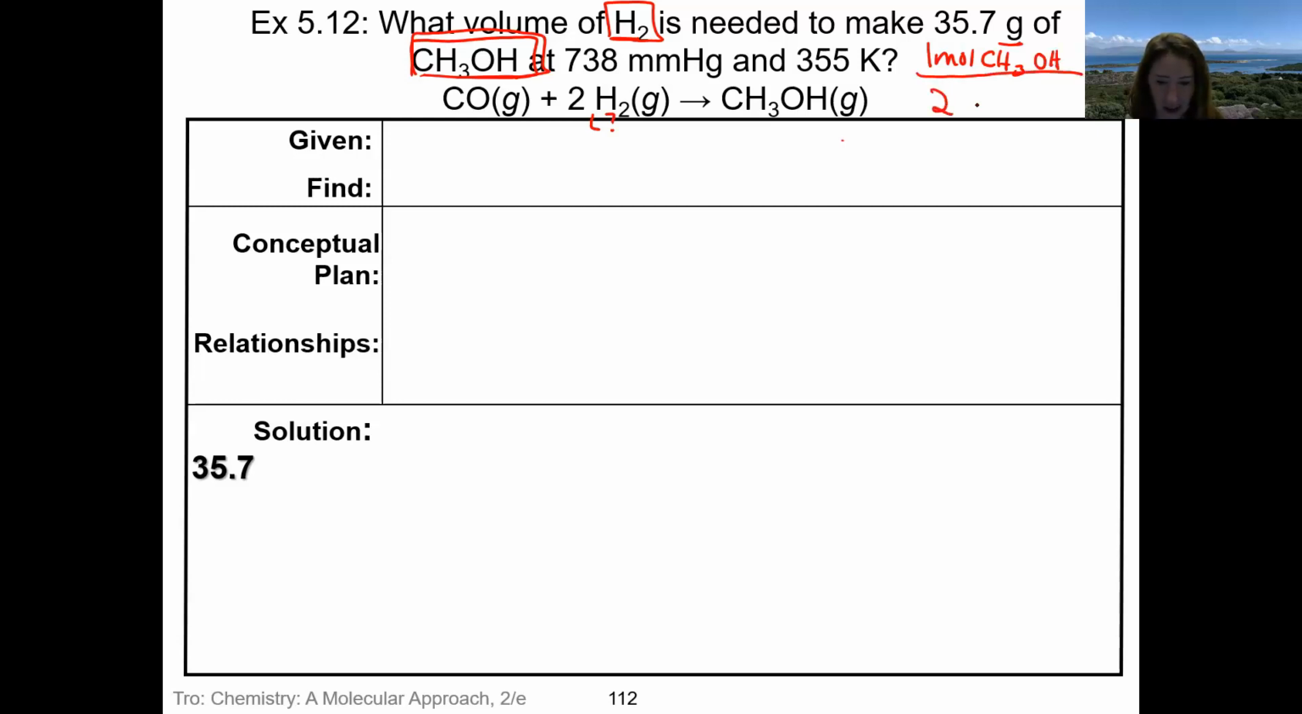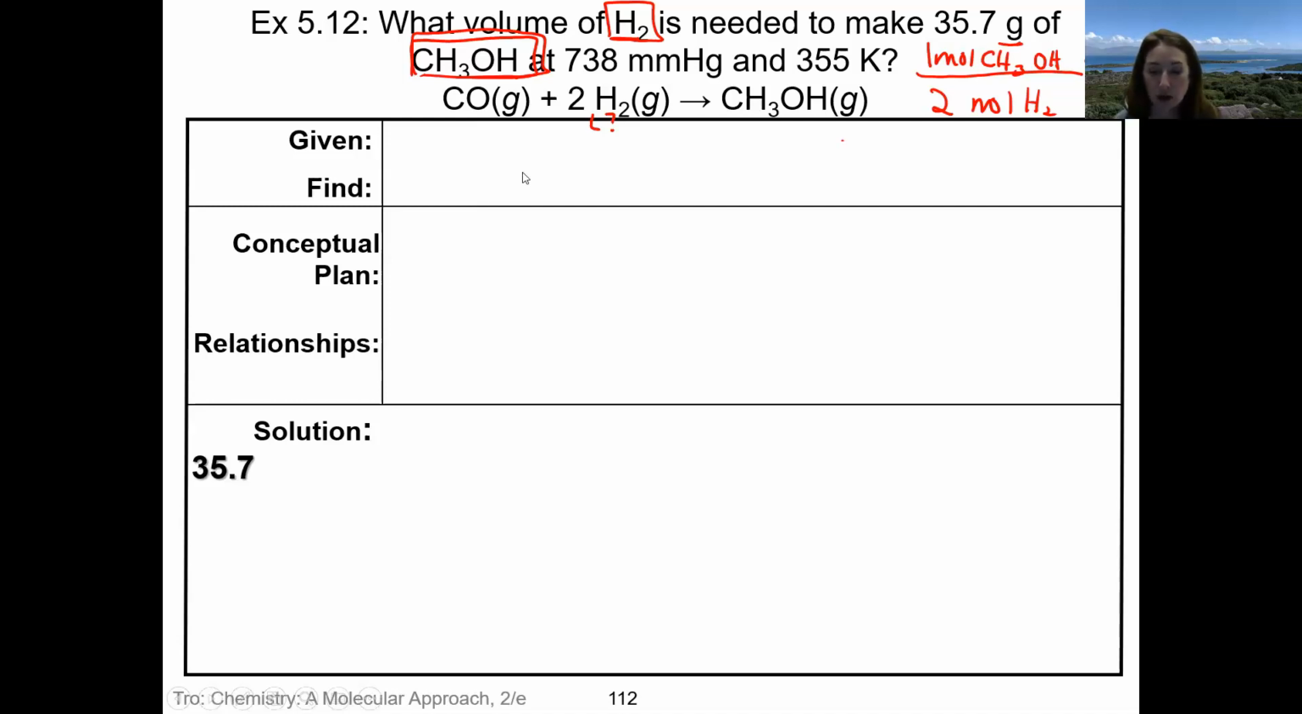Over 2 moles of hydrogen, or vice versa, right? Somewhere we're going to be using this mole ratio, right? It could either be written as is or flipped over, but it's going to happen somewhere. Okay, so it says what volume is needed to make 35.7 grams of CH3OH at 738 mmHg and 355 Kelvin.